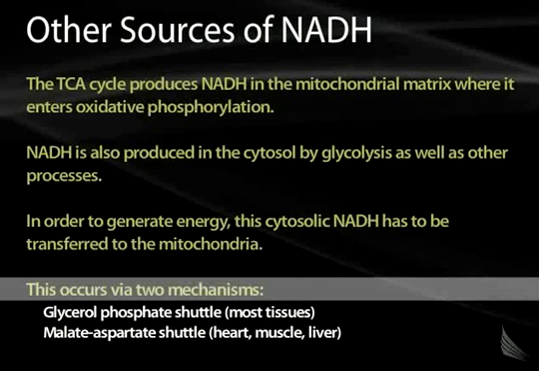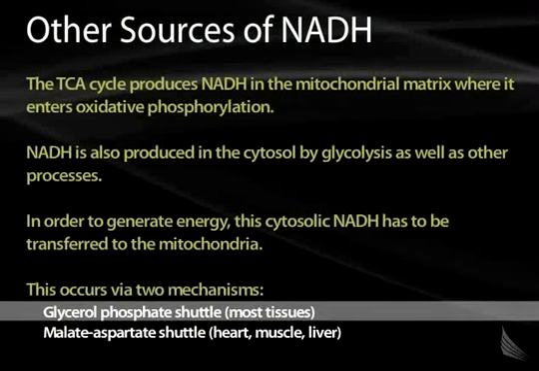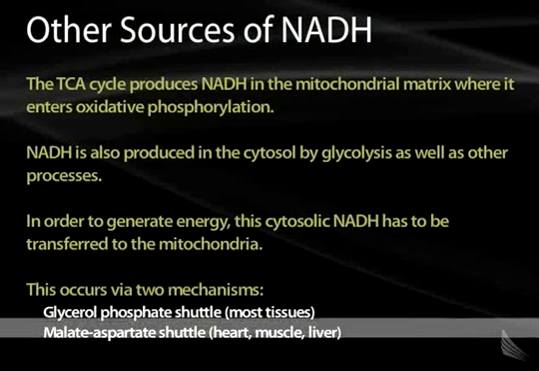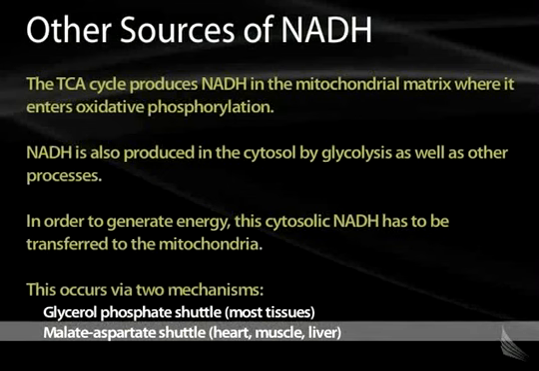Most tissues use what we call the glycerol phosphate shuttle. But in the heart and the muscle and the liver, there's an additional pathway called the malate aspartate shuttle, which functions to move NADH into the cell.